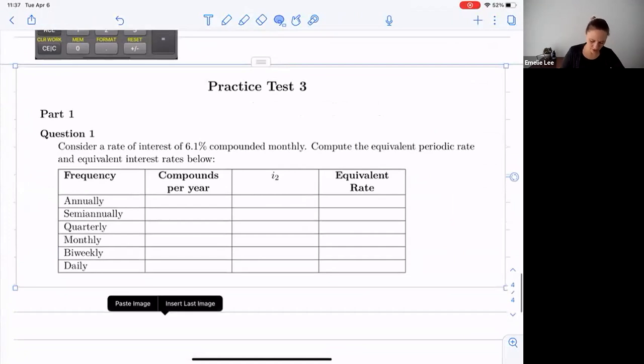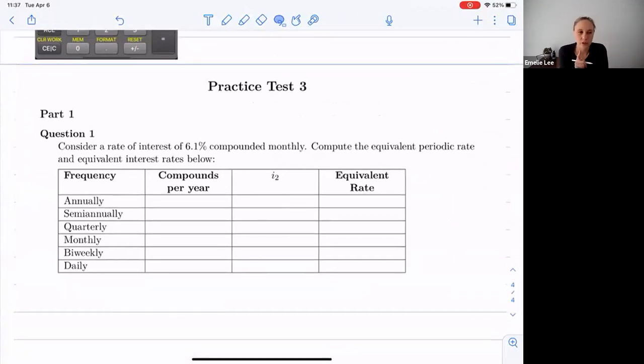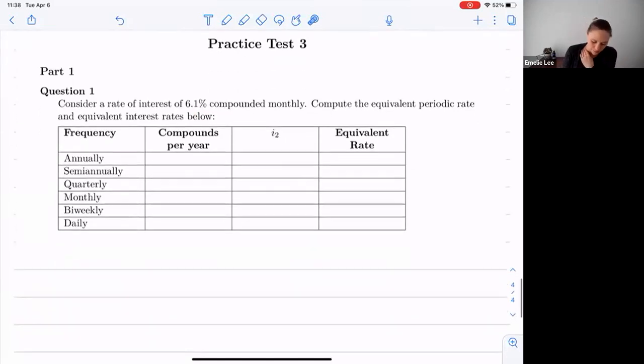The first question, part one, is only one question, and it's going to give you some rate, in this case 6.1% compounded monthly. You're just going to find equivalent interest rates for each of these scenarios, and we're going to fill in the table. I worked through the test without writing much down, so that's why I'm okay with you not submitting work. I'll show work here just so you can refer back to it.